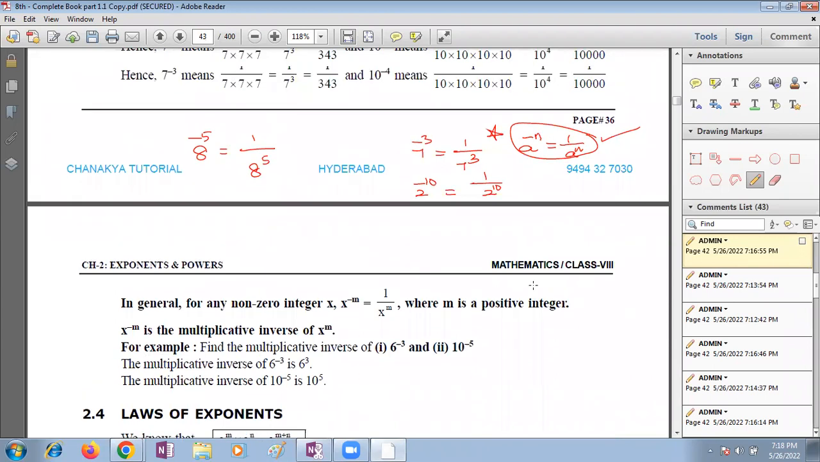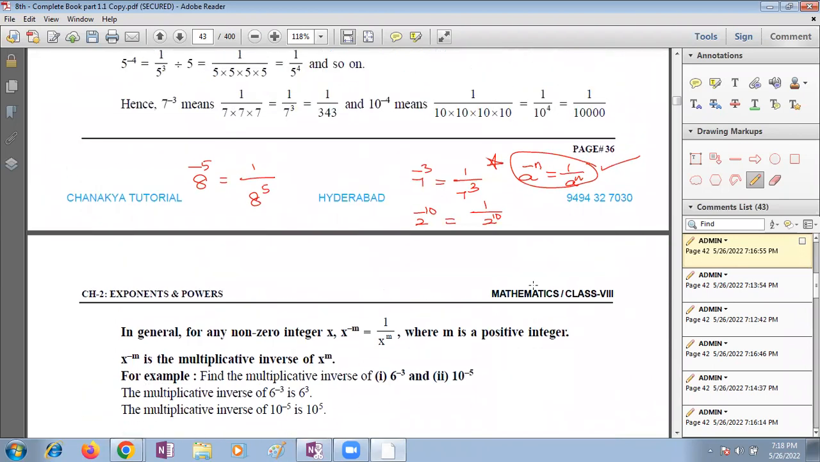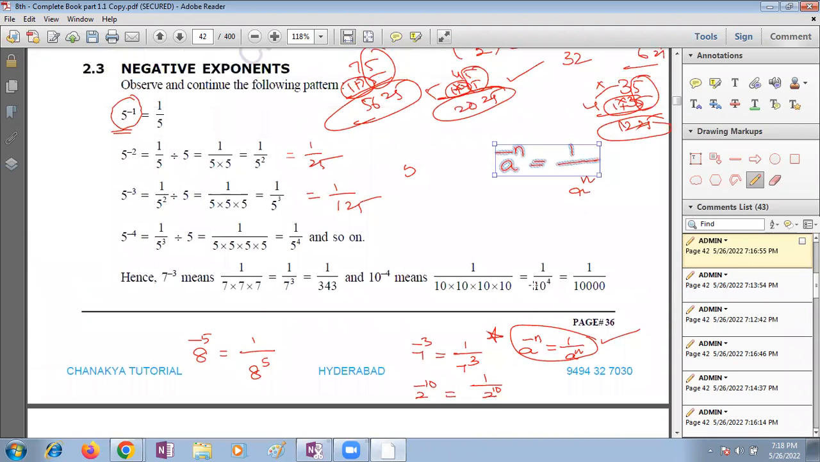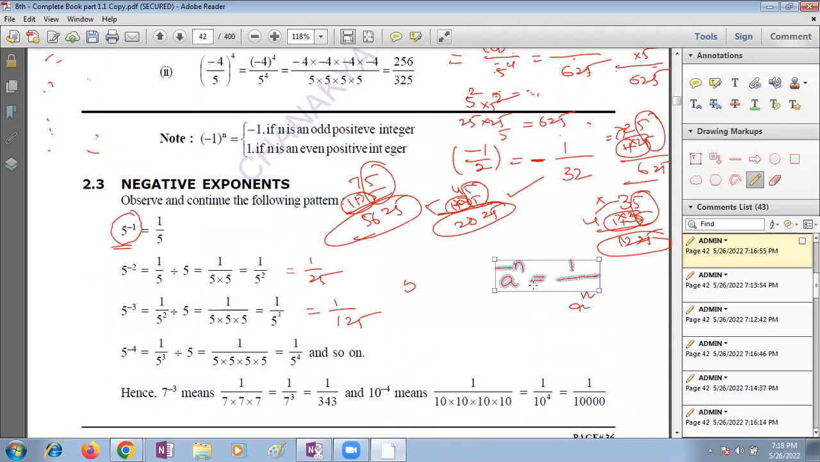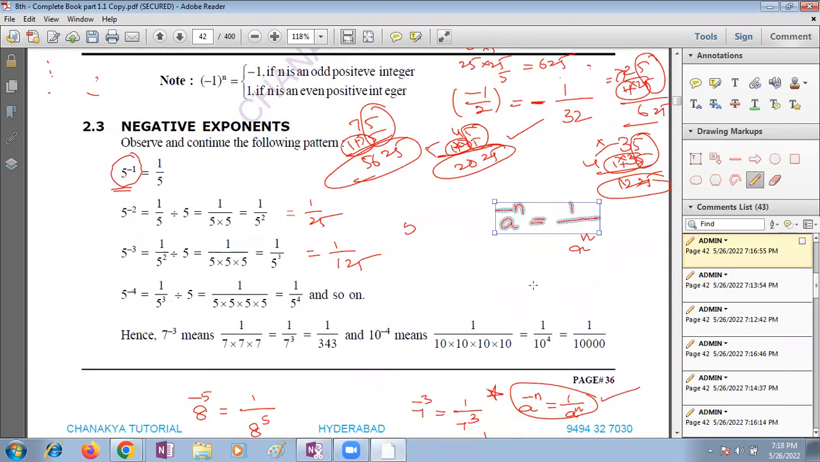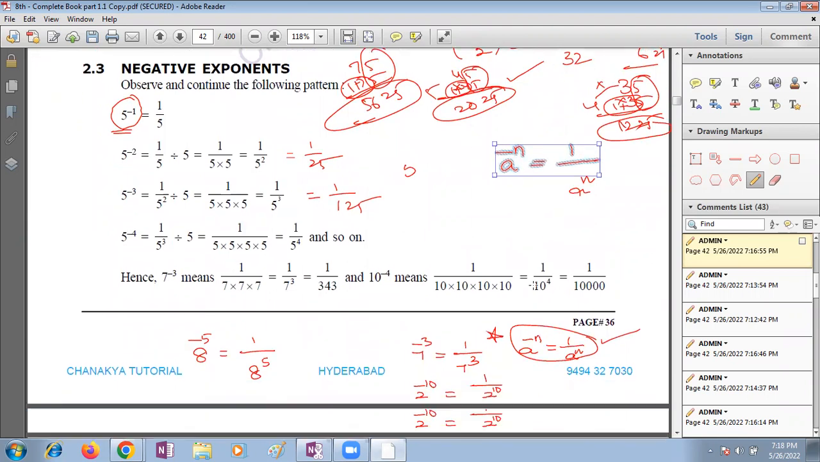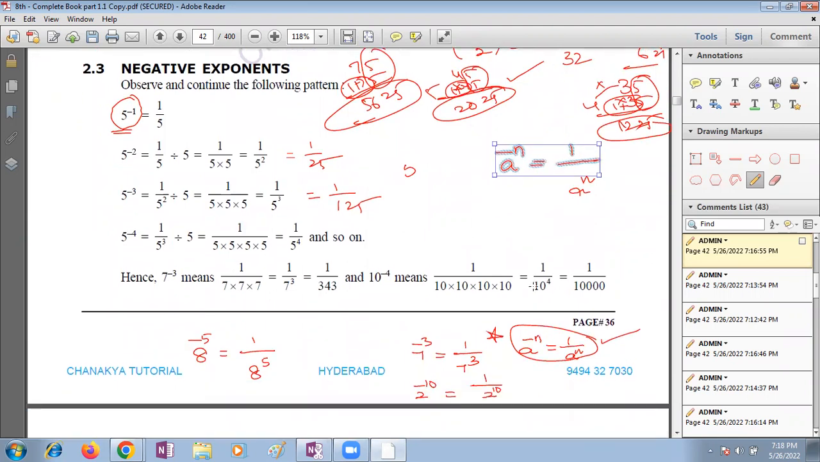Ma'am, can you explain that once again, ma'am? 5 minus 2, that one. Okay. Earlier one? Yeah, here, ma'am. 5 minus 2 is equal to 1 by 5, that one. Okay, this case.